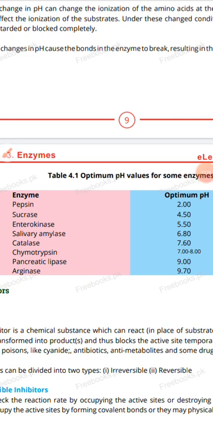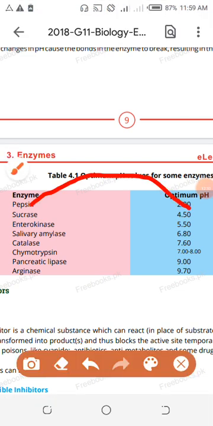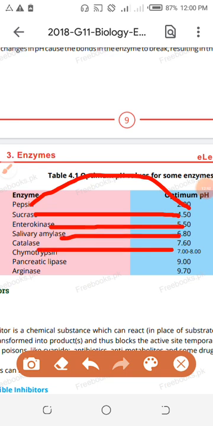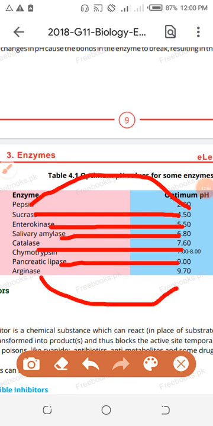For example, pepsin works in acidic medium. Sucrase works in acidic medium. Enterokinase works in almost less acid, weak acid medium. Salivary amylase works in a slightly neutral medium. Catalase works in a slightly basic medium. Lipase works in basic medium. Arginase enzyme works in basic medium.